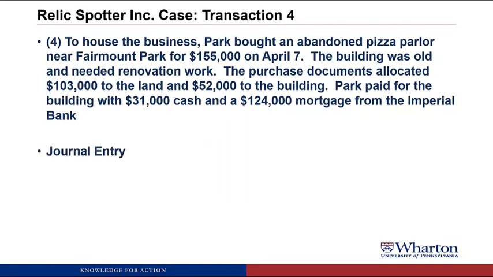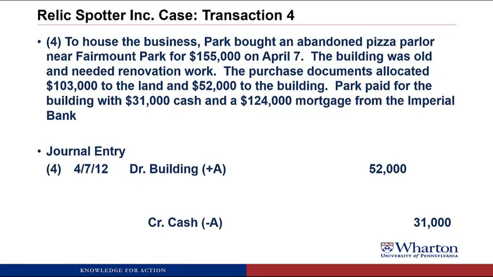Wow, this was a big transaction, so it's going to require a big journal entry. I always like to start with cash if we can. We paid $31,000 of cash. Cash is an asset. Assets go down with a credit, so we credit cash for $31,000. We acquired land and building. Land and building are both assets. Assets go up with a debit, so we want to debit building for $52,000 and debit land for $103,000 to make those two accounts go up.